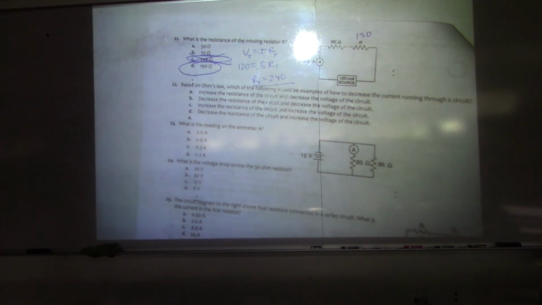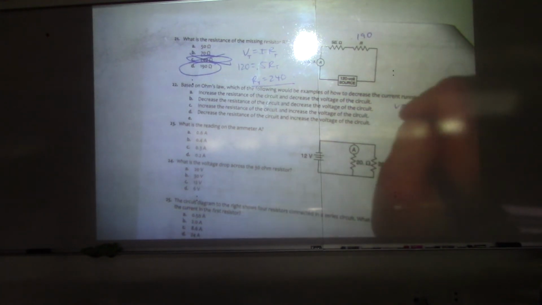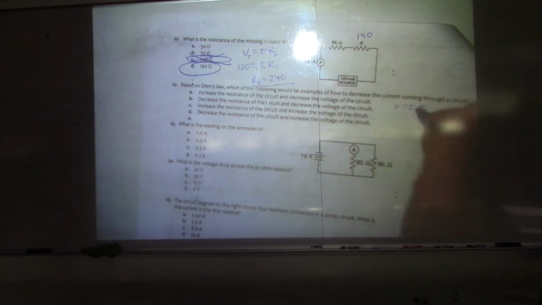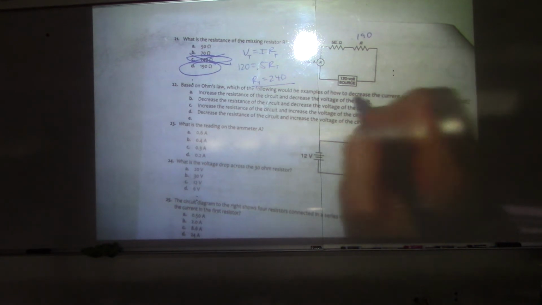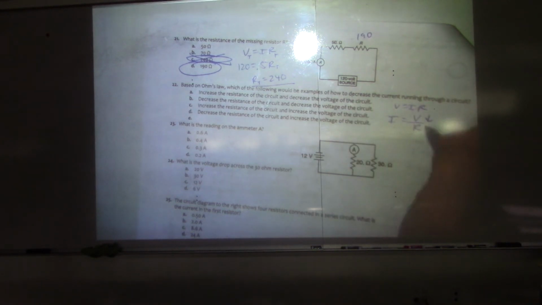Which of the following would be how to decrease the current? So V equals IR. If I divide over to get I by itself, I is V over R. So if I want less current, I want less voltage and more resistance. So increase the resistance and decrease the voltage.